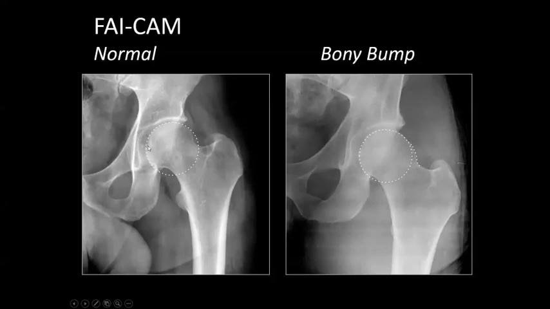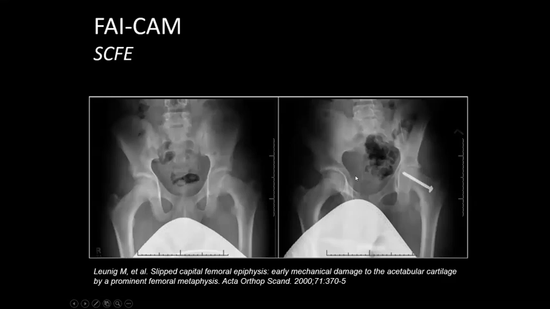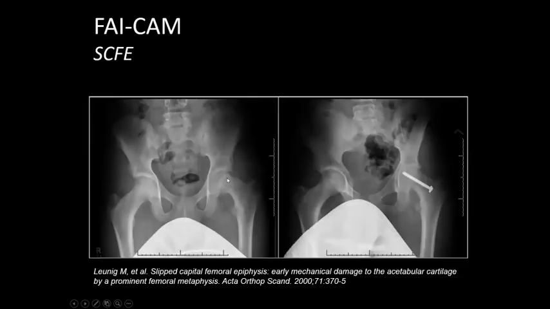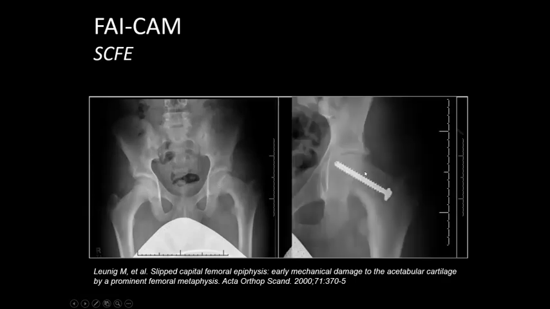So this is a normal hip. When you draw a best fit circle around the femoral head, you should see concavity here at the femoral head-neck junction. But in a patient with cam deformity, when you place a best fit circle around the femoral head, you get convexity at the femoral head-neck junction. So that would be suspicious for cam deformity. Cam deformity can be developmental, as in this patient, for example, a developmental bony bump, but it can also happen secondary to slipped capital femoral epiphysis, as in this patient here. You can see there's loss of that concavity between the femoral head and the neck.